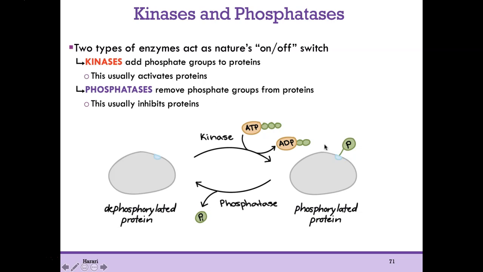A phosphatase does the opposite. A phosphatase removes a phosphate from a protein, usually inhibiting it. So with a phosphate added, proteins could be temporarily active, or without a phosphate, temporarily shut off. So we don't need to use inhibitors every time to shut off a protein. Phosphates, using ATP as a source, really control the on and off activity of enzymes in the cell.